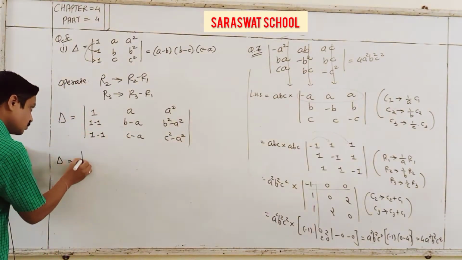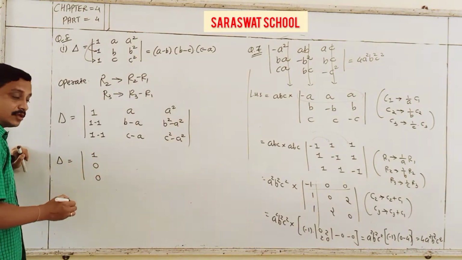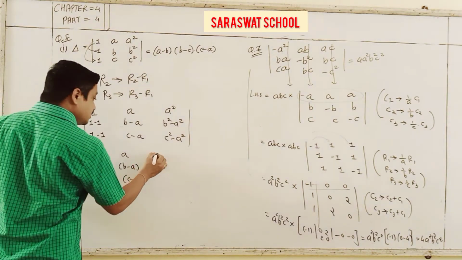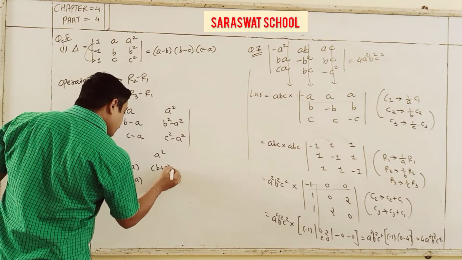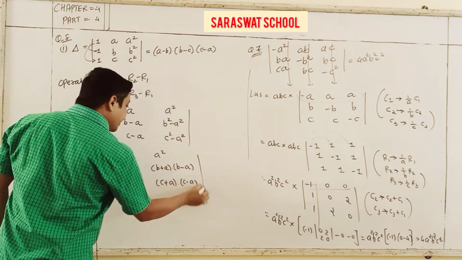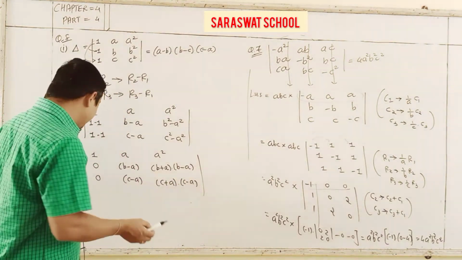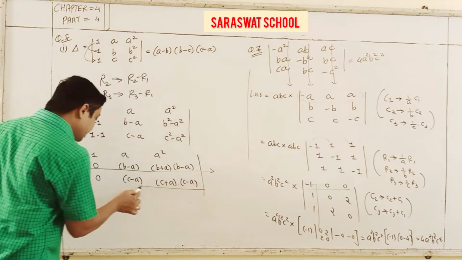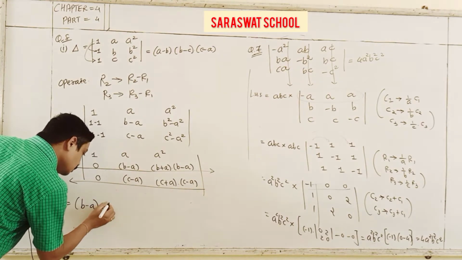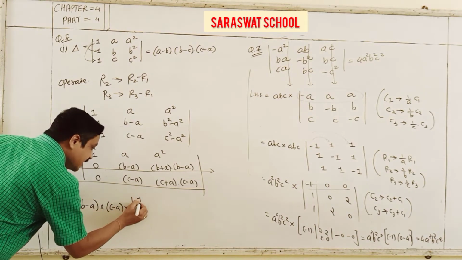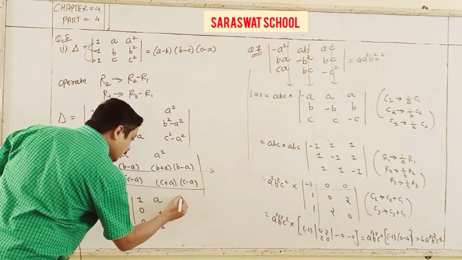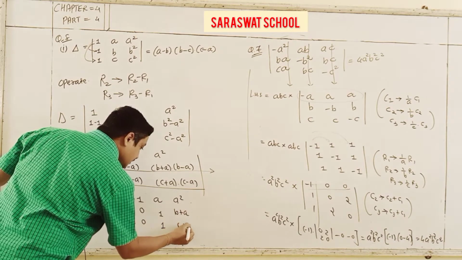You will get 1, 0, 0. Second: a, b minus a, c minus a. Similarly, students, here b plus a, b minus a. You will also check c plus a, c minus a. And now it is time to check for common. Look at that, here common is b minus a and here also common is c minus a. So b minus a into c minus a, the other will be the same as it is. Here 1, a, a square; 1, 1, b plus a, c plus a.